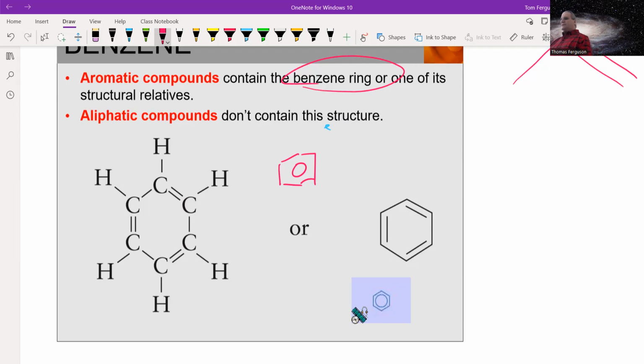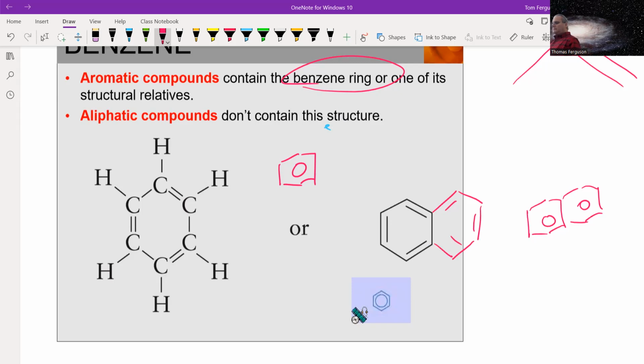Now, when it says structural relatives, it's talking about, for example, we could have... so as long as there's at least one benzene ring in there, 6-membered, every other single, double, single, double bonds, it's aromatic.